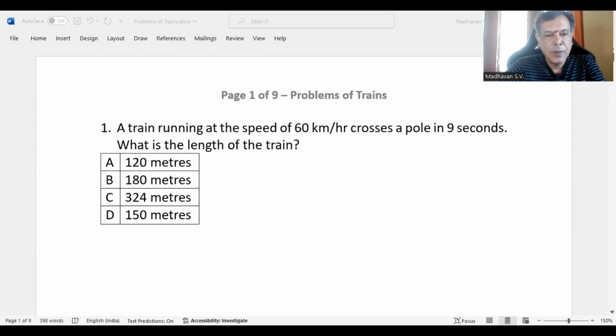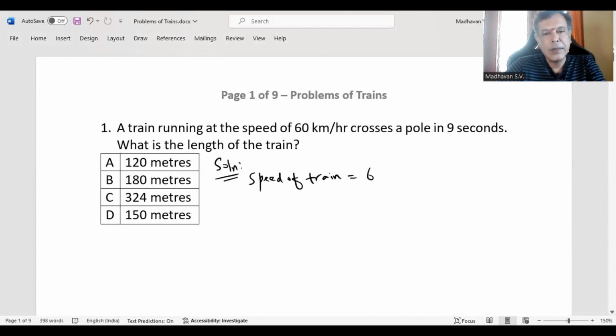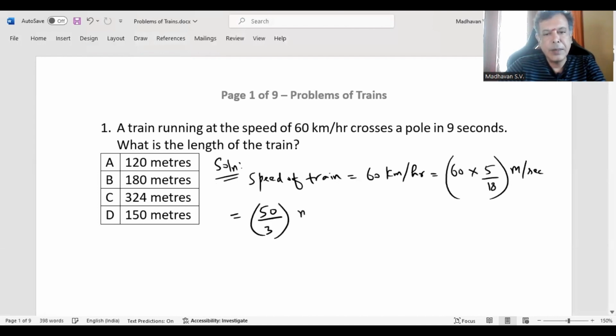So first of all, the speed of the train is given as 60 kilometer per hour. That will be converted to meters per second as 60 into 5 by 18 meters per second. So that will give us 50 by 3 meters per second.